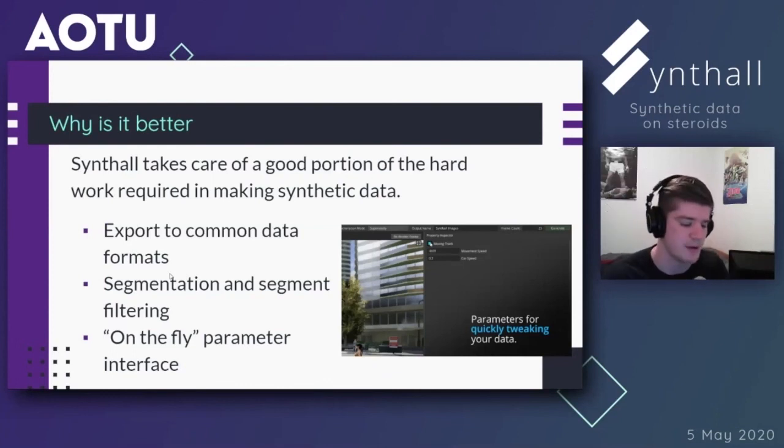And like I talked about before, we have an on-the-fly parameter interface. So if you see here in this image, we can change parameters. There's only 3 in this case for this one. But we can change parameters about the generation and the things we want to change to maybe make it easier for the network to understand, and not have to reprogram any of our code.